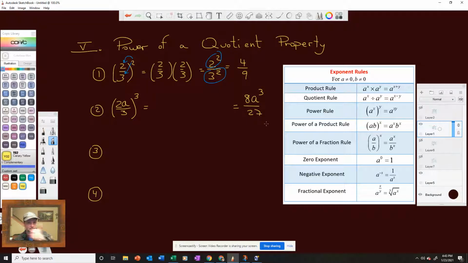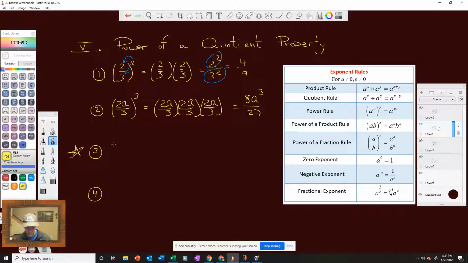Yeah? Here's why. If you expand it, you get 2a over 3 times 2a over 3 times 2a over 3. 2 times 2 times 2 is 8. a times a times a is a cubed. 3 times 3 times 3 is 27. So that's it. What about this one here? Now this guy, I'm going to put a star by it because you're going to have to use more than one property for this one.